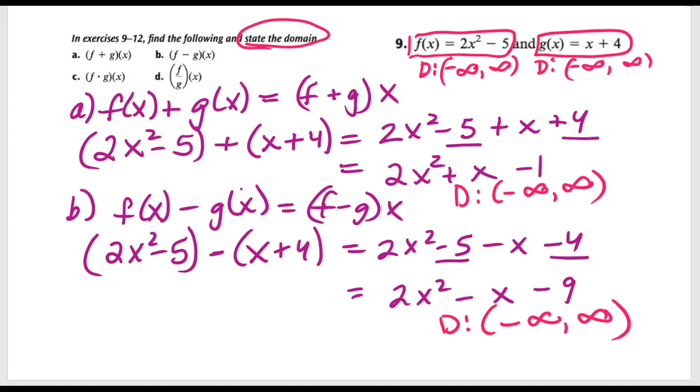So when you're looking for the domain, look at each one separately and then ask yourself, what do they both have? What are the x values that they both allow? And that will be the domain of your combined function.